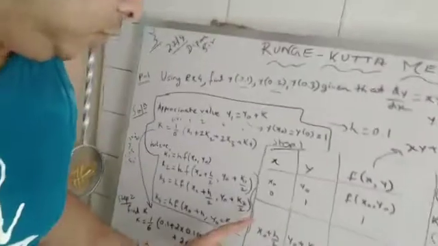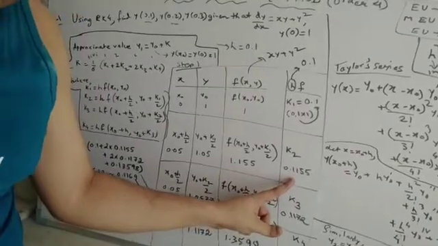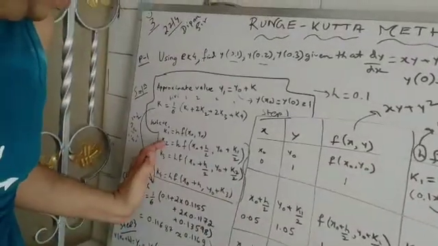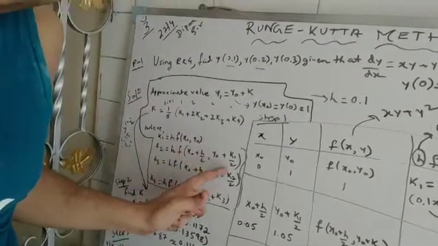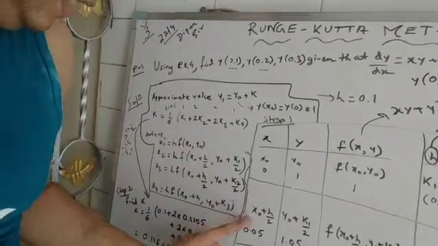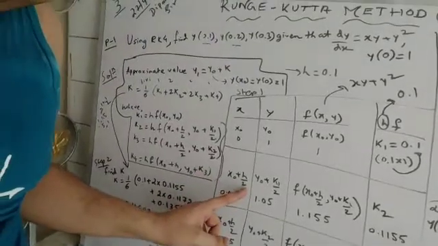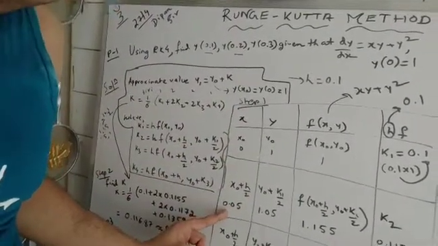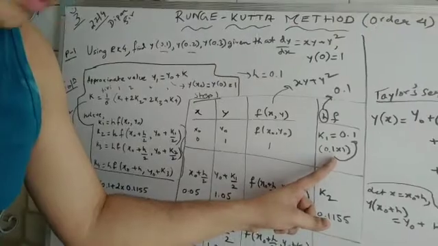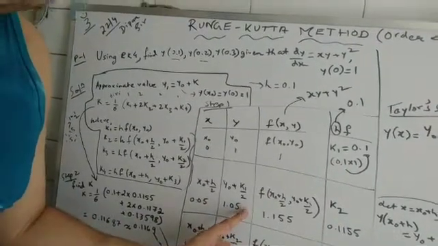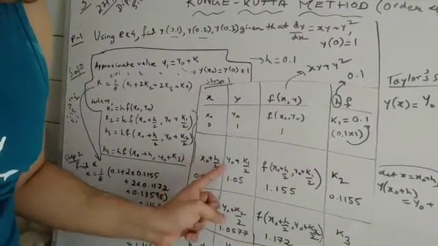Okay. Next task will be to calculate K2. For that, to calculate K2, you need x0 plus h by 2 and y0 plus k1 by 2. These two x and y values you need to know. So calculate this first. x0 plus h by 2 is how much? x0 is 0. h by 2 is how much? 0.1 by 2, so it's basically 0.05. Done. Y0 is 1 plus k1 by 2. K1 you have just now calculated, right? It's 0.1, so 0.1 by 2 is 0.05 plus 1, so 1.05. Done. So you have calculated x and y values.